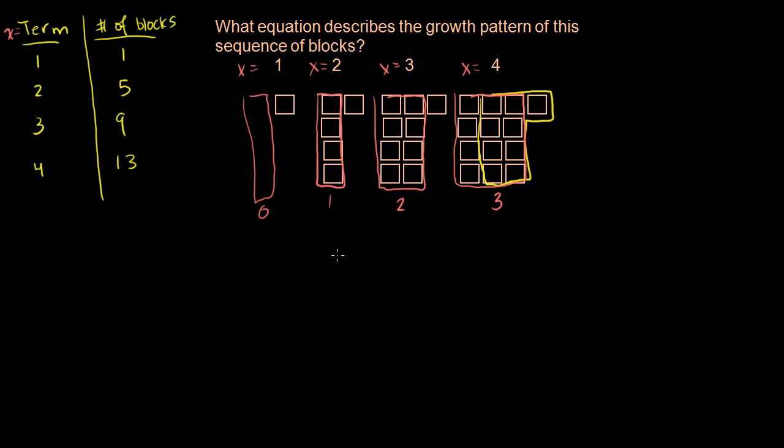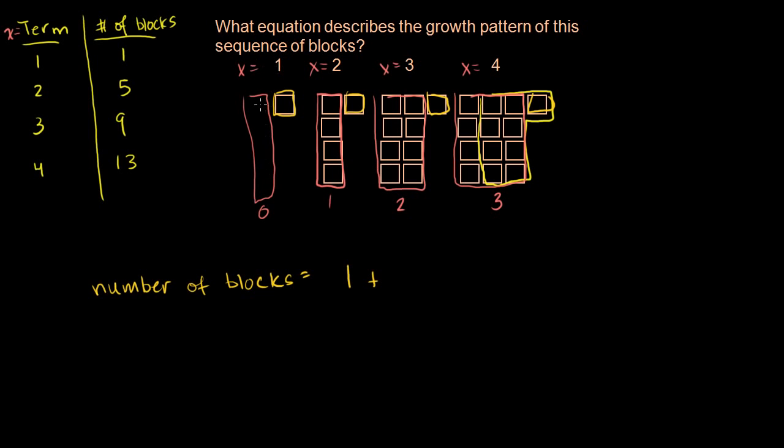So what's a pattern here? Or how can we express the number of blocks we're going to have given the term that we have? Well, it looks like we're always going to have one block. So let me write the number of blocks this way. We always have this one right here, that one right there, that one right there, that one right there. It looks like we always have 1 plus a certain number of columns of 4. But how many columns do we have?